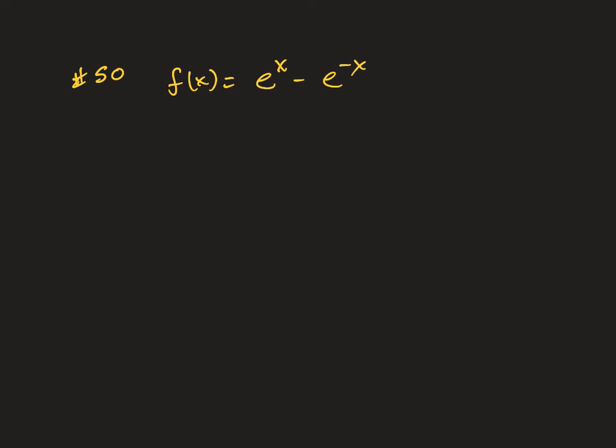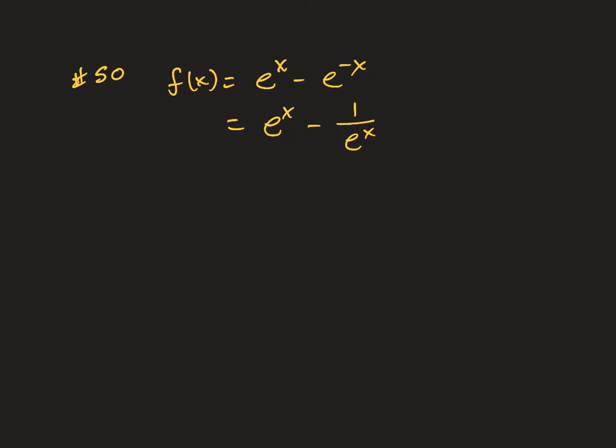In the problems we've been doing, our goal has been to find the extreme values of these functions and where they occur. So in problem number 50 here, the function is e to the x minus e to the negative x. And just to give you a little idea of what that function might also be written as, let's deal with this negative exponent. That's really 1 over e to the x. So the function is e to the x minus 1 over e to the x.